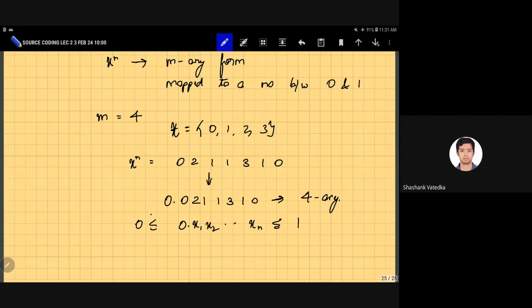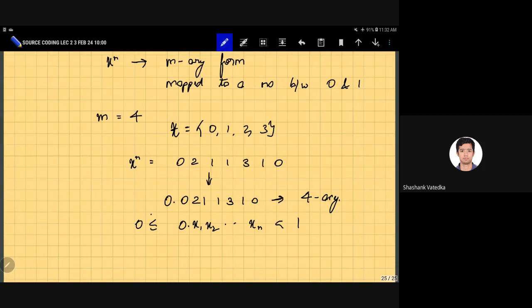Right? So in fact, this is strictly less than 1. Okay. So any questions so far? So basically, the idea is that given a sequence of length n, I'm going to map it to a real number in the interval between 0 and 1. And the way I'm going to map this sequence to a real number is just by taking 0.x1, x2, x3 up to xn in the m-ary format.